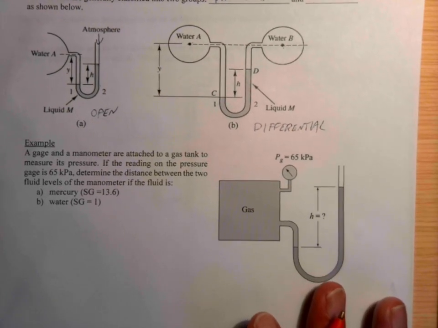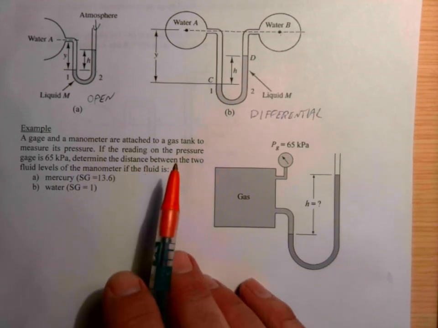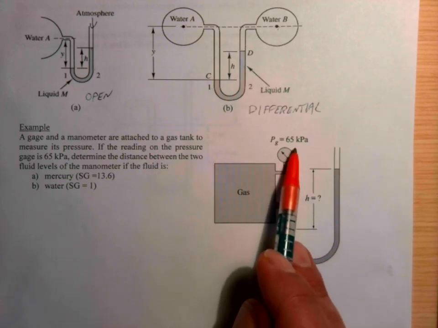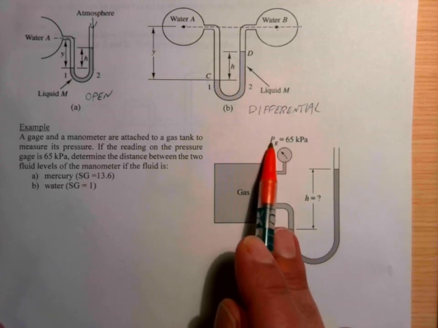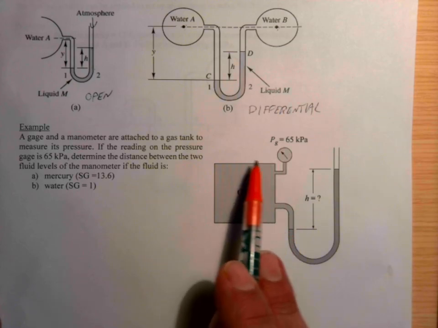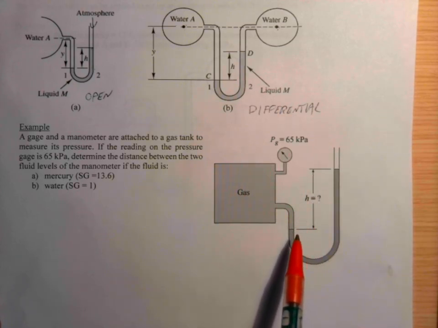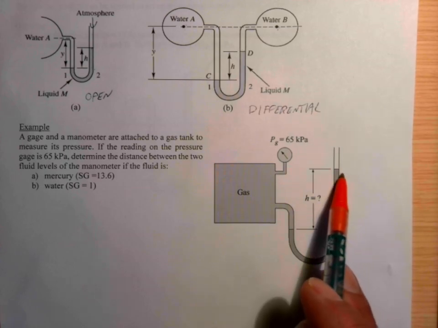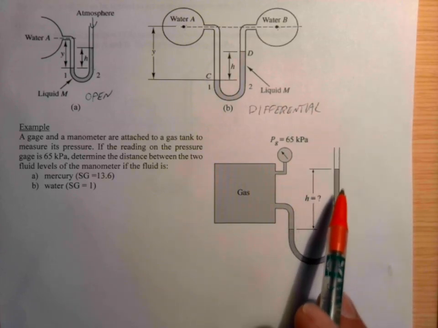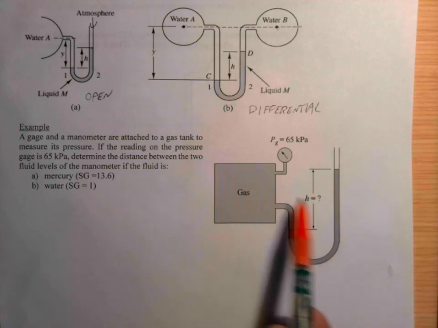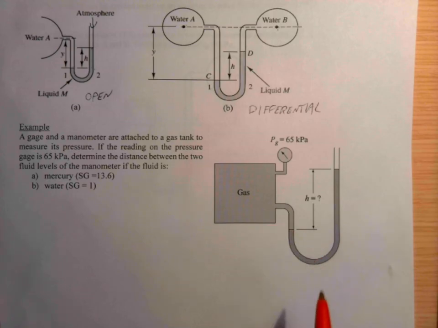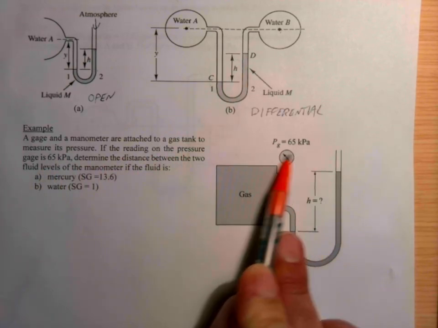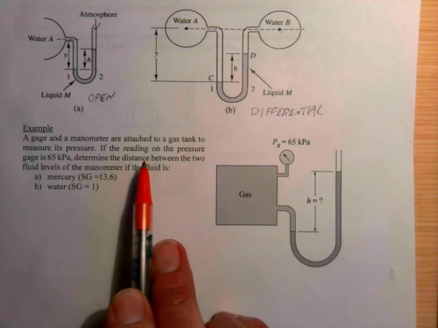Here we've got a gauge and a manometer. We have a gas tank over on the left, and it's got a gauge pressure of 65 kilopascals. PG stands for gauge, and that's pushing here. Then we have an open manometer, so there's an immiscible fluid on this side that's heavier, and again we have this piece of fluid whose weight is pushing down, and it has to be balanced by the pressure of the gas pushing from this side.